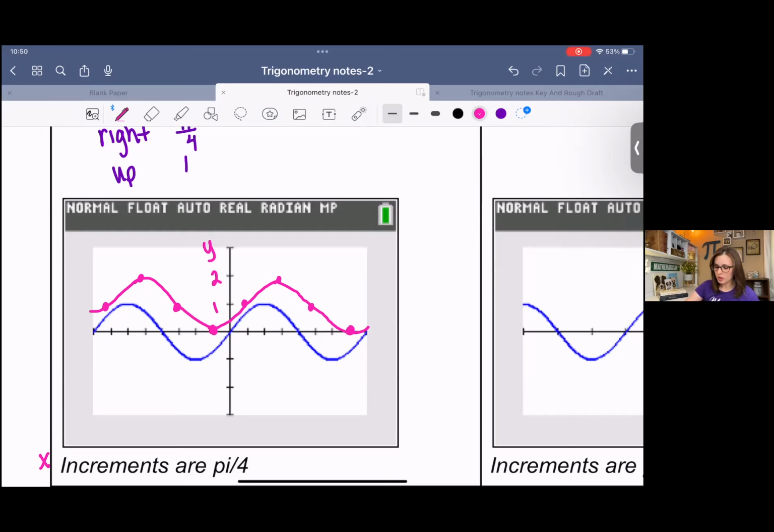But I went ahead and just did each of these critical or reference points there, moved them right pi over 4, up 1, and there's the sketch of the graph.